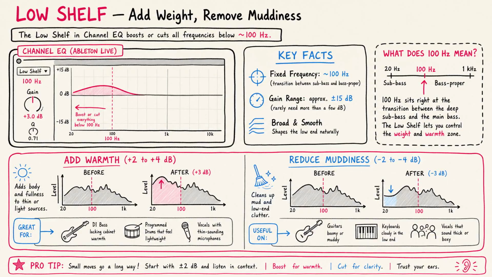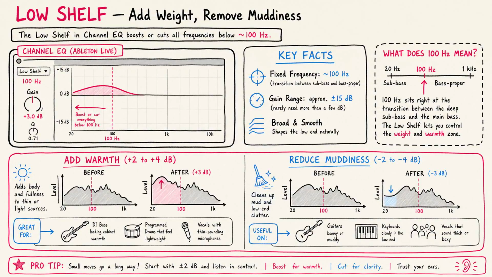The low shelf operates at a fixed frequency around 100 Hz, providing broad control over the weight and warmth of your source material. Unlike a parametric band where you'd choose the exact frequency, Channel EQ makes this decision for you, and 100 Hz is a sensible choice, sitting right at the transition between sub-bass and bass proper. Gain range is approximately plus or minus 15 decibels, though you'll rarely use more than a few decibels.